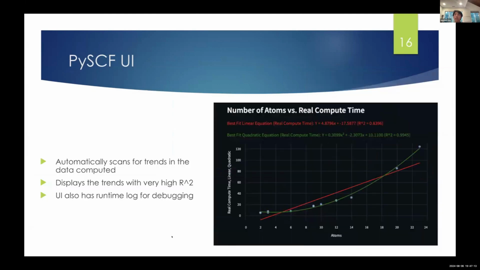Another feature of our UI is our trend finder, which automatically scans for trends in the data computed. Our UI allows you to input multiple molecules, and our trend finder will brute force the data and try to find trends and display them. This will help speed up research and make research overall more efficient.